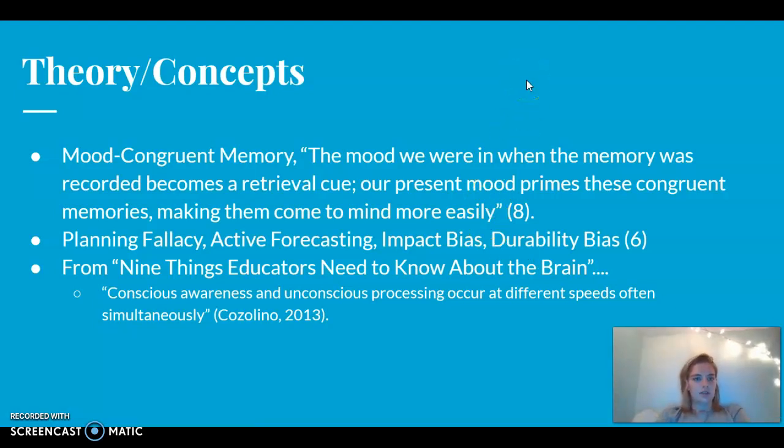Some of the theories and concepts that stood out to me were mood congruent memory. So the idea that the mood we were in when the memory was recorded becomes a retrieval cue. I see this a lot in my classroom. Maybe a student is upset about something, but then that upset triggers another memory that kind of encourages the behavior that we don't want to see in the classroom, but it's almost like it's not within the student's control exactly. So I thought that was a really interesting concept in theory.